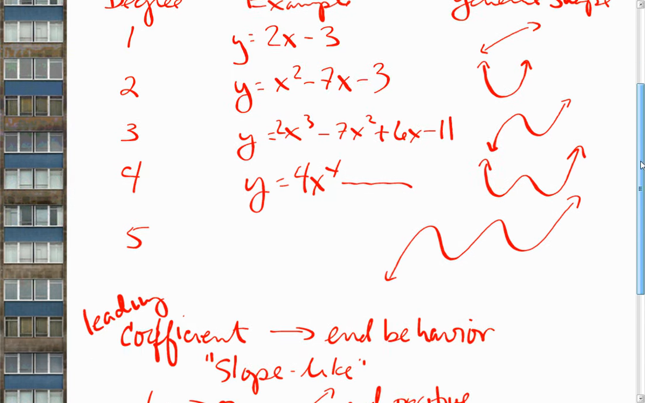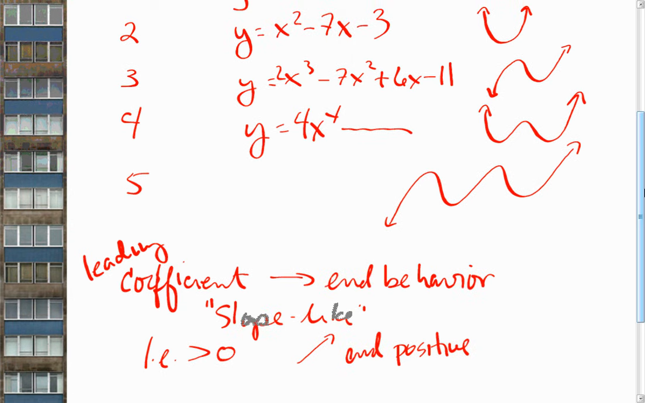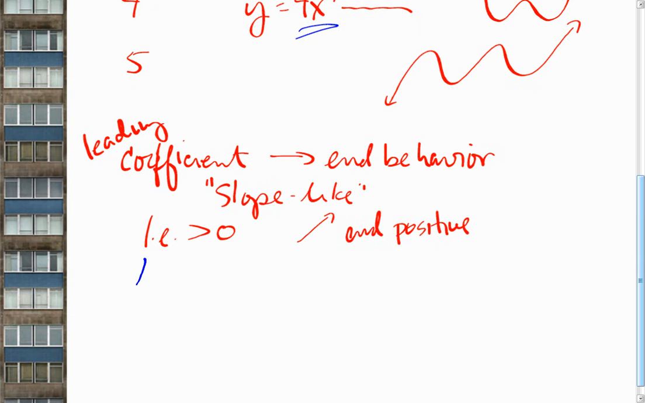And that's what's going on up here, because again, with 4x to the fourth, if I plug in a large positive number into that, it's going to stay positive. If it was negative 4x to the fourth, then the coefficient is going to flip everything. And like we talked about before, that leading multiplier will invert things and flip them upside down. Likewise, if your leading coefficient is less than 0, it's going to end going down.